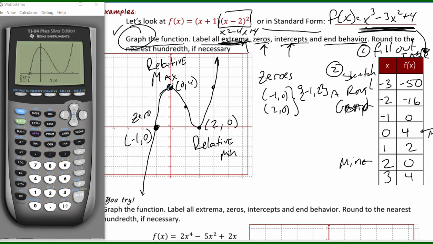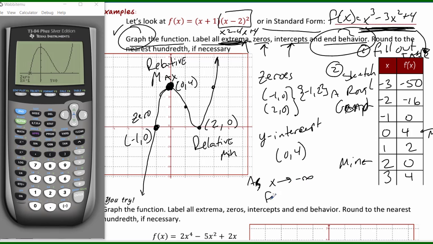Intercepts, well, my relative max here just happened to be an intercept. Okay. So we know that my y-intercept is (0, 4), and my end behavior, I need to write it down. So end behavior, remember, as x approaches negative infinity, what does f of x do? And then as x approaches positive infinity, what does f of x do?